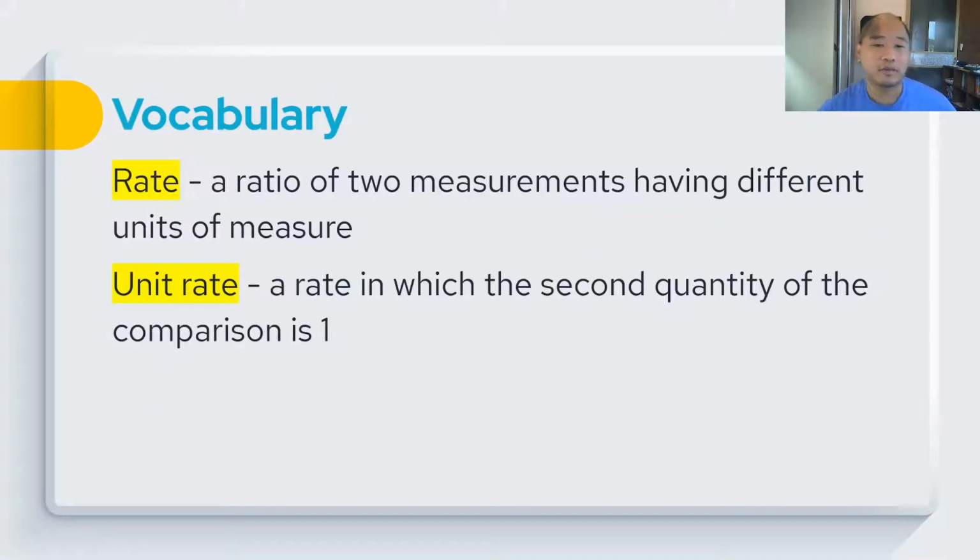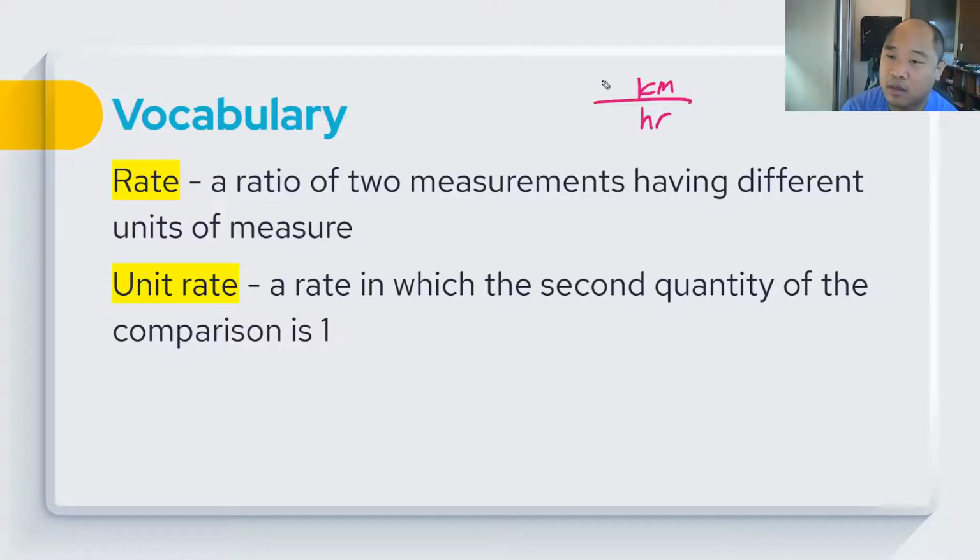Here are some more vocabulary words. A rate is a ratio with two different units. So if the top and the bottom units are different, then it is a rate. A classic rate is speed, for example, kilometers per hour, right?